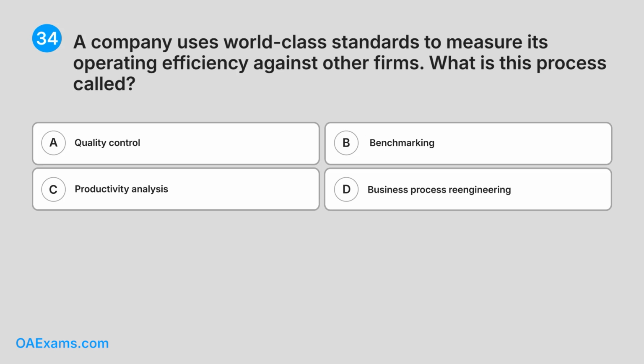34. A company uses world-class standards to measure its operating efficiency against other firms. What is this process called? A. Quality control. B. Benchmarking. C. Productivity analysis. D. Business process re-engineering. What do you think is the answer?